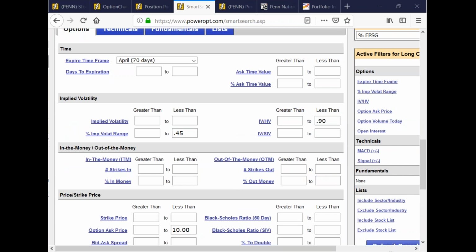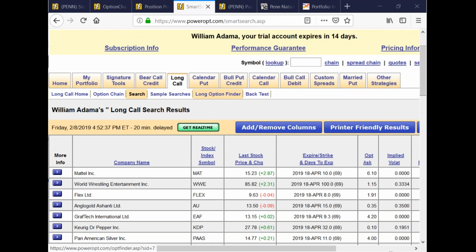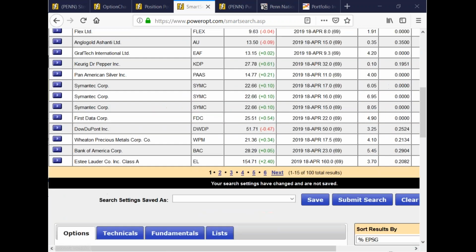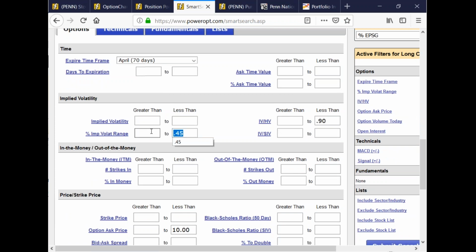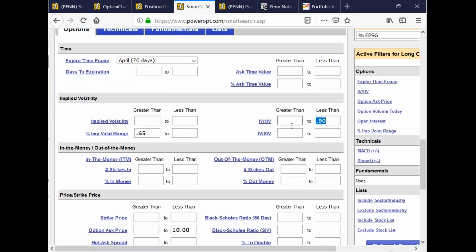Okay. Oh, and you say you're usually selling. Now, that's a caveat. Okay, that's something different. So that's for buying. Okay, the IV to HV ratio is there. The percent implied volatility ratio is there. Earlier, we were in the naked put, and I could screen for the same thing. But if I was looking for premium, I might want the implied volatility range to be above 0.65, and as I mentioned, the IV to HV to be greater than 1.